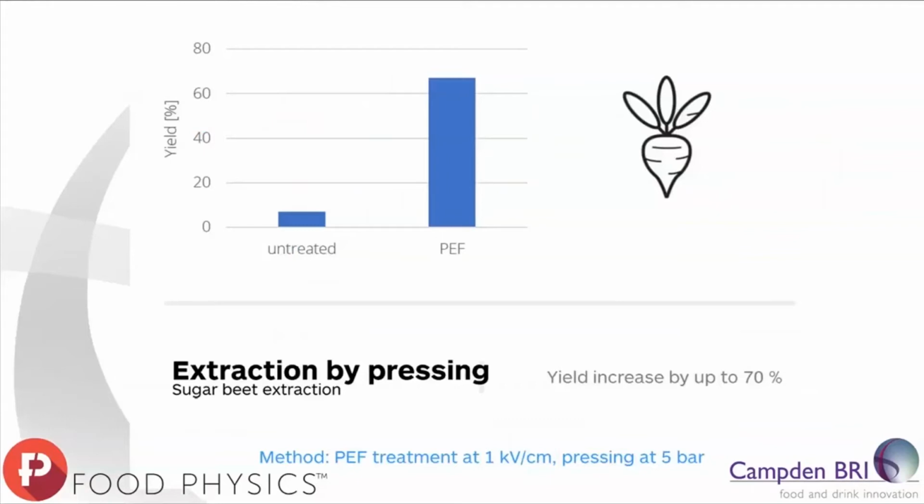Here's an example where the technology is commonly used for sugar beet extraction. Applying 1 kV per centimetre, and then pressing at 5 bar, you can get a 70% increase compared to an untreated sugar beet. So it really does open up those structures and allows manufacturers to extract the maximum yields from their crops.